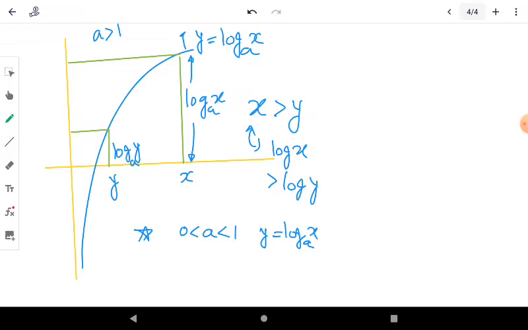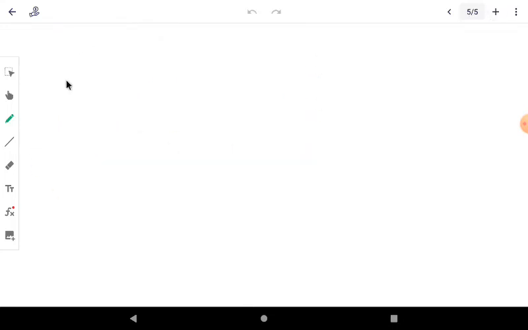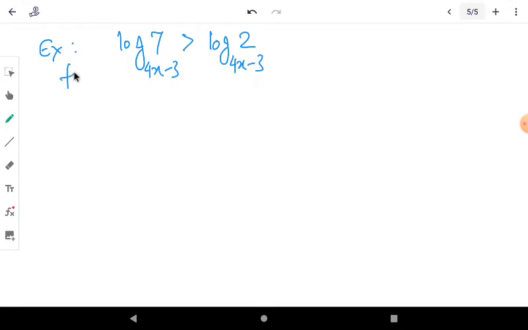Okay guys, let's take an example now. Log 7 greater than log 2 base 4x minus 3, find x. So how can we do this, guys?